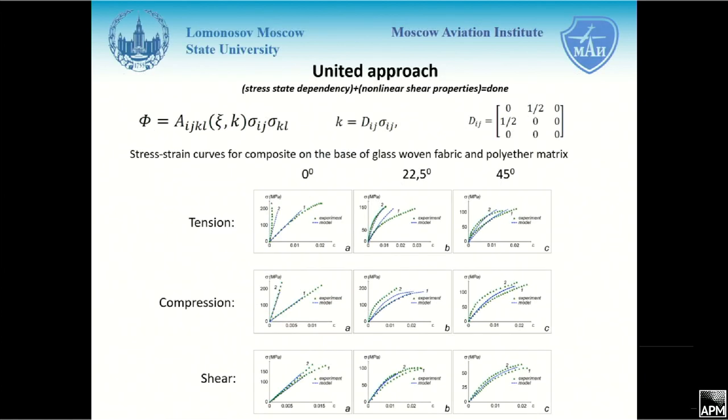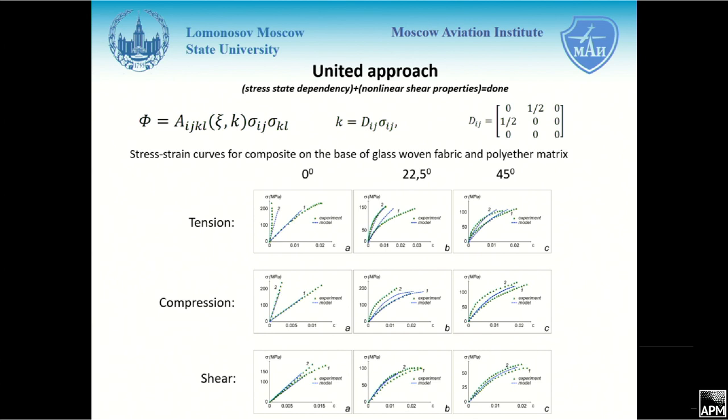You can see here the results of experimental studies of composite materials on the base of glass fabric and polyether matrix. The tests were carried out under conditions of uniaxial tension, uniaxial compression, and shear. And you can see that if the load is applied along the reinforcement or along the warp of the fabric, the diagrams are almost linear. It is what I have talked about.